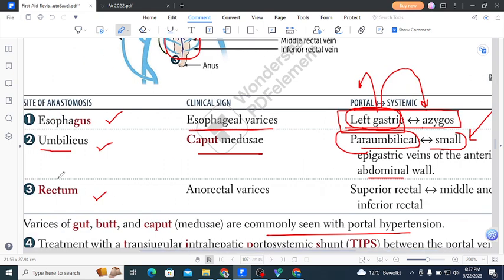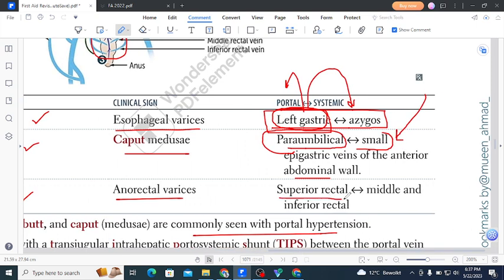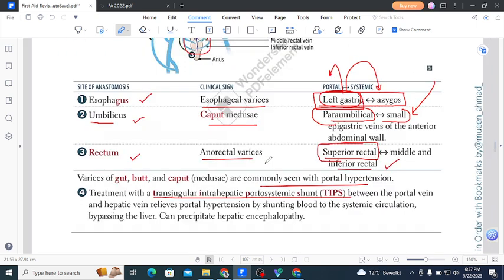In the periumbilical region, at the level of the rectum, we have anorectal varices. The superior rectal vein is going to drain into the inferior mesenteric vein, and then to the portal vein. This is the portal system, and the middle and inferior rectal veins are going to drain into the iliac veins, I guess, the internal iliac veins. So that is the systemic system. So there is a portosystemic shunt between the superior rectal veins and the middle and inferior rectal veins, and that will lead to the formation of anorectal varices.